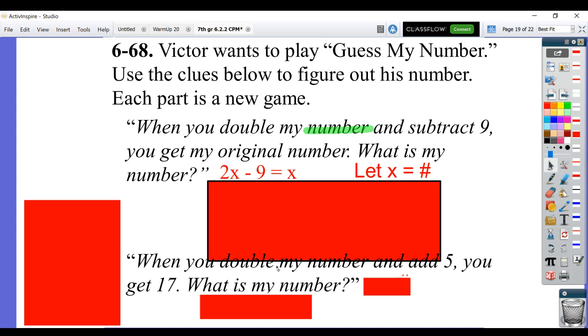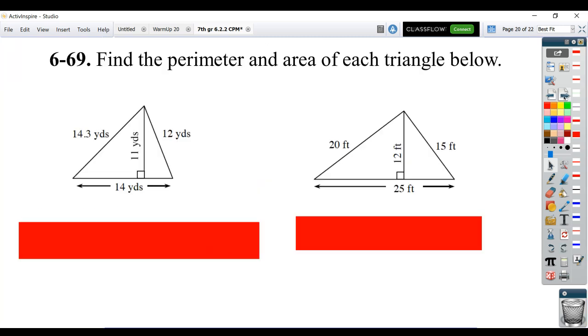For the next one, when you double my number and add 5, you get 17. So again, same concept. X would have to equal your number, and doubling it and adding 5 would get you a value of 17. And again, you could solve this algebraically or reason it out at this point. For 669, you're going to find the perimeter and area of each triangle. So make sure you have the correct label for perimeter, make sure you have the correct label for area, and make sure you're using the correct formula for area of a triangle.